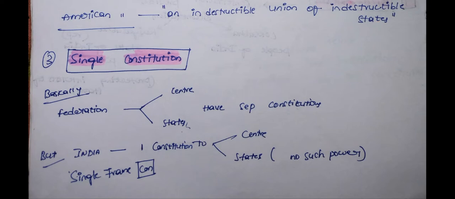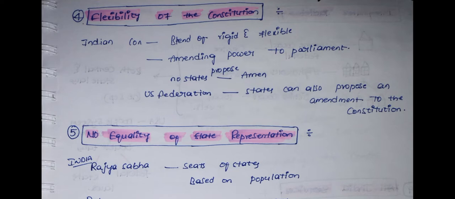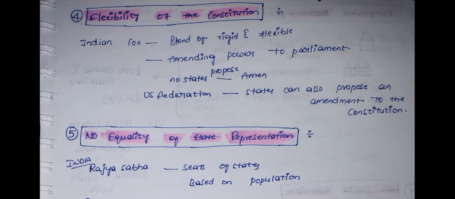Flexibility of the constitution. The Indian constitution is a blend of rigid and flexible. The amending power is given to the parliament only. The parliament can amend any part of the constitution. The proposal also comes from the parliament, but no state can propose an amendment. But in the US Federation, the states also can propose an amendment to the constitution. We don't have any such powers in India.